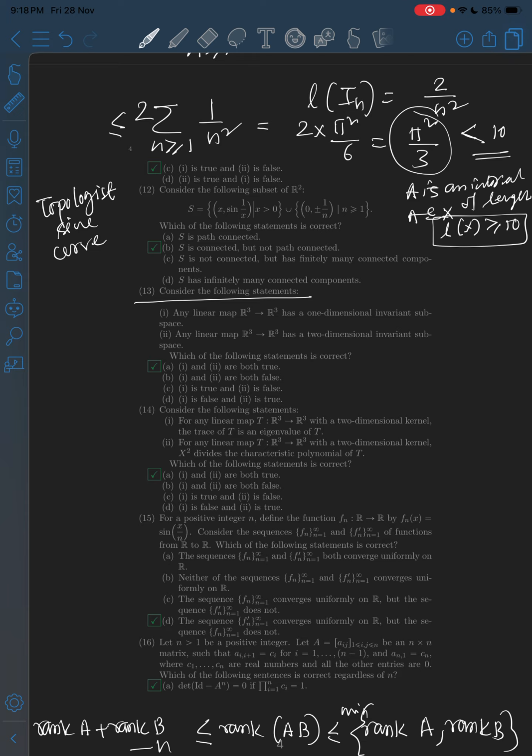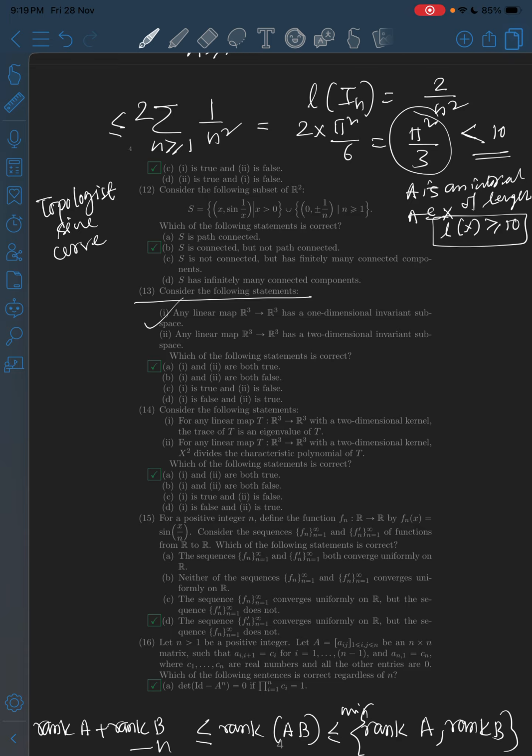Now if all three eigenvalues are real, then you can take any two eigenvalues, and take the subspace spanned by the two corresponding eigenvectors, and you will get a two-dimensional invariant subspace. So this one is always true.